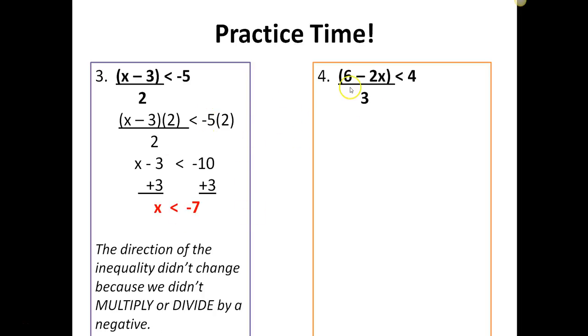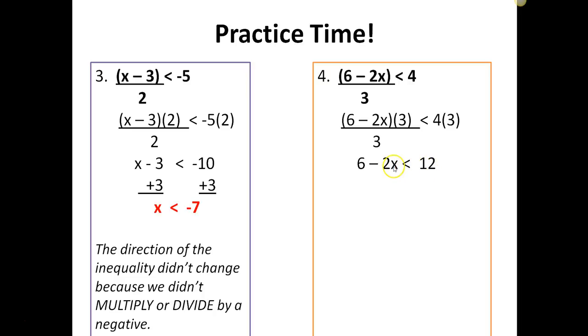Check out number 4. Ooh, it got a little more complicated. 6 take away 2x, all divided by 3, is less than 4. I don't even think we have negatives today. All right, well, in order to get x alone, I first have to get rid of this great big divided by 3, and the opposite of dividing by 3 is to, you guessed it, multiply by 3. So I multiply both sides of my inequality by 3, and that leaves 6 take away 2x on my left. And what do we get on the right? 12. So 6 − 2x is less than 12.